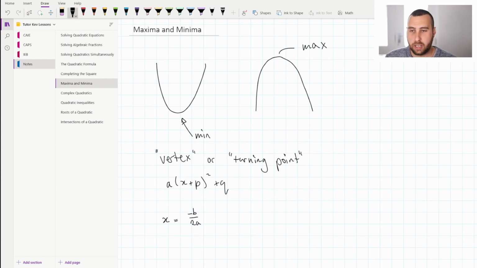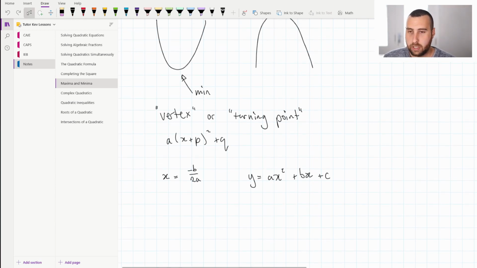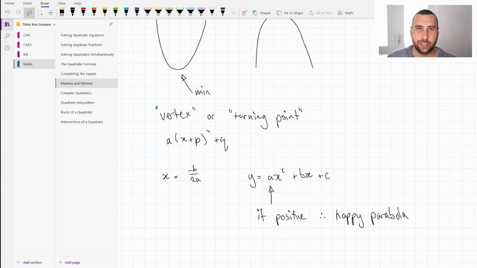So we take our values from our standard quadratic, which is y is equal to ax squared plus bx plus c, and we take these coefficients, sub them into this formula, and we can determine the coordinates of our maximum or our minimum. Now, to determine whether it is a max or a min, we need to understand what our parabola or quadratic is. Is it a happy quadratic or is it a sad quadratic? What determines this is the a constant from your quadratic. So this particular a value, if it is positive, therefore you have a happy parabola. And obviously if it is negative, then you'll get a sad parabola.